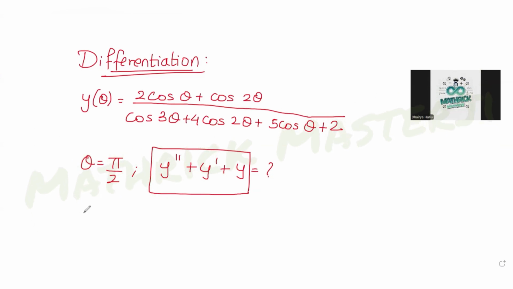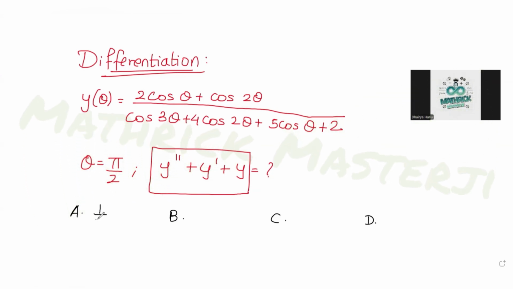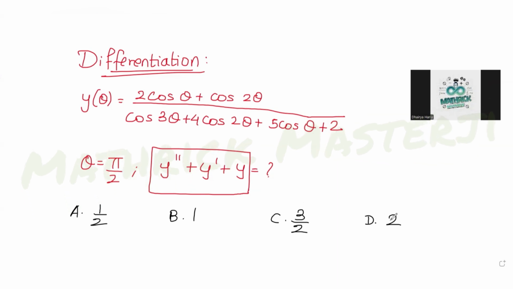And the answer choices that have been given here are half, 1, 3 over 2, and 2. So we need to figure out which one of the answer choices is the correct value of this expression. Let's try to find out which one of the answer choices is the correct answer to the question given to us.